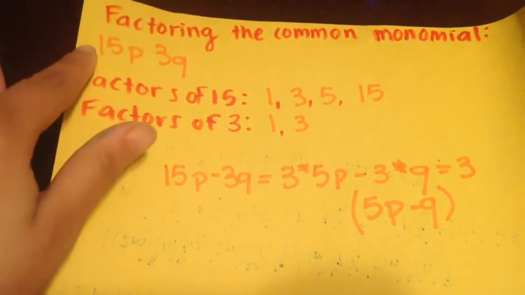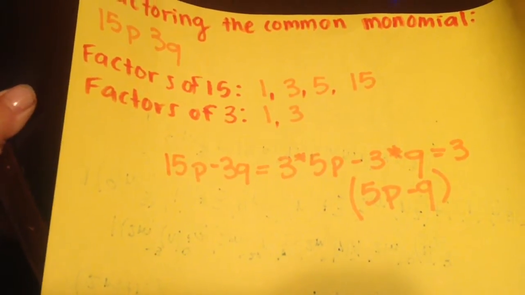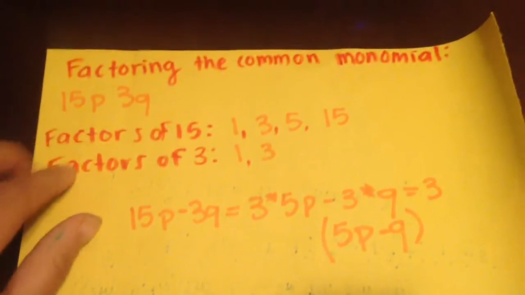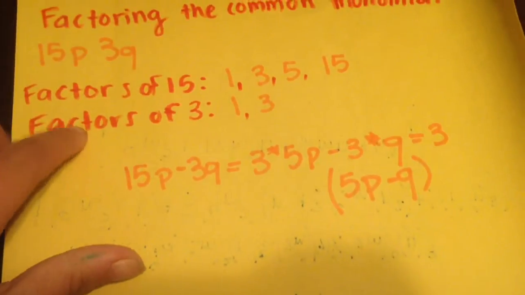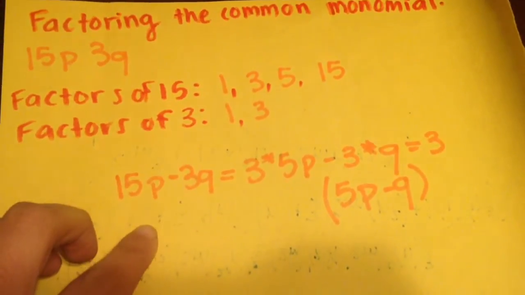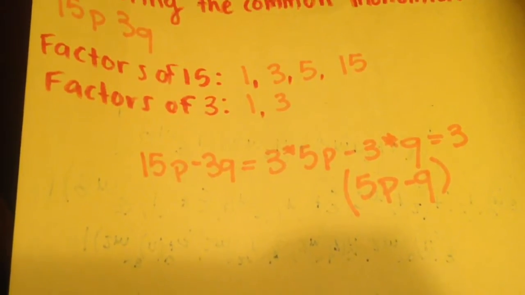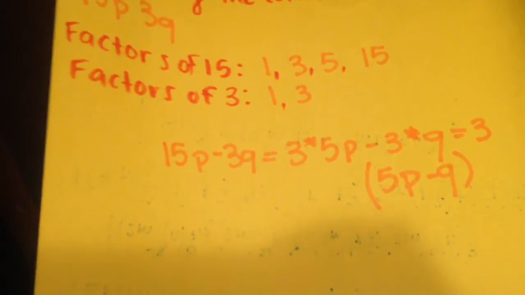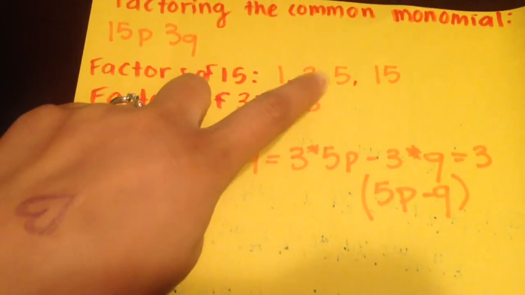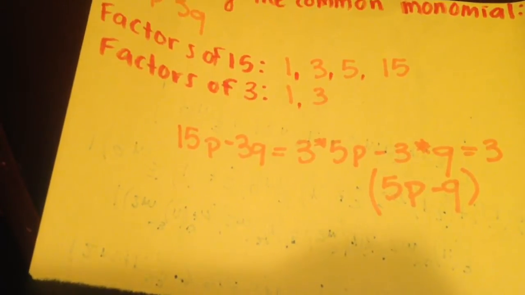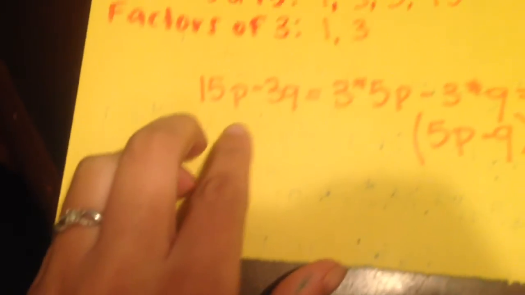We then look at the coefficients of the two terms and their factors, and we see if they share any common factors. The factors of 15 are 1, 3, 5, and 15. The factors of 3 are 1 and 3. The two terms share two common factors, 1 and 3. The largest of these is the greatest common factor, which means 3 is the greatest factor. When factoring 3 out of both terms, we see that they do so evenly.